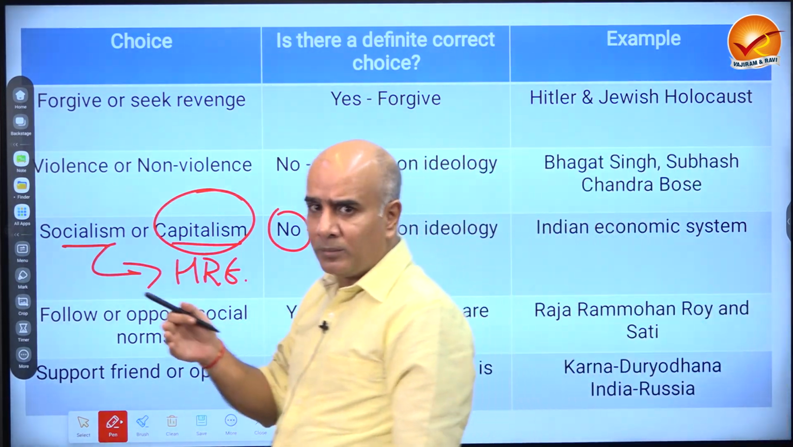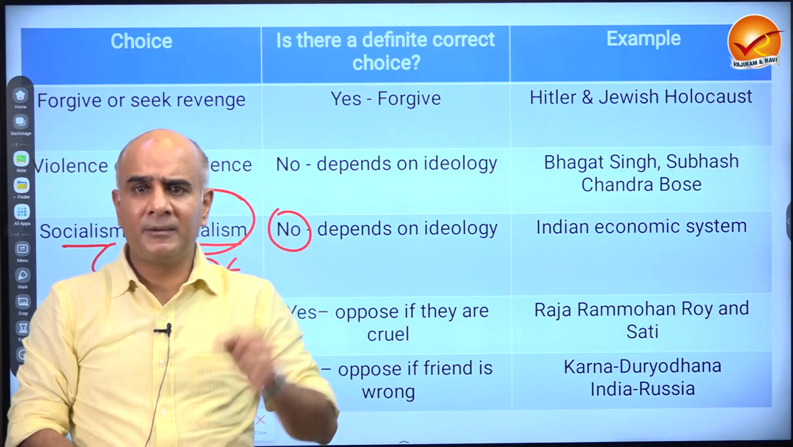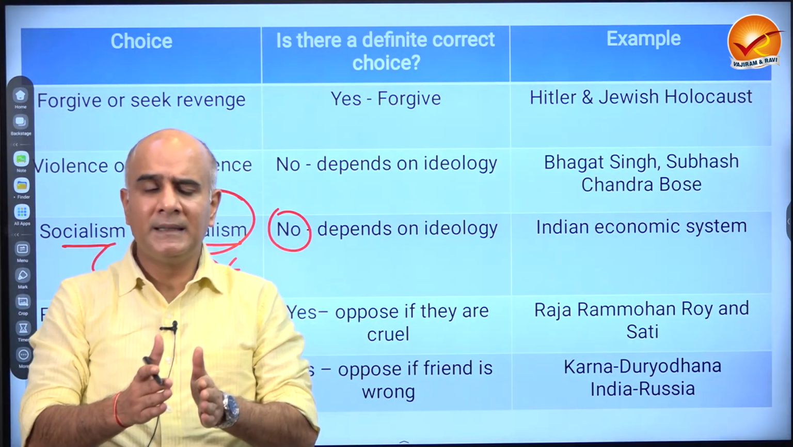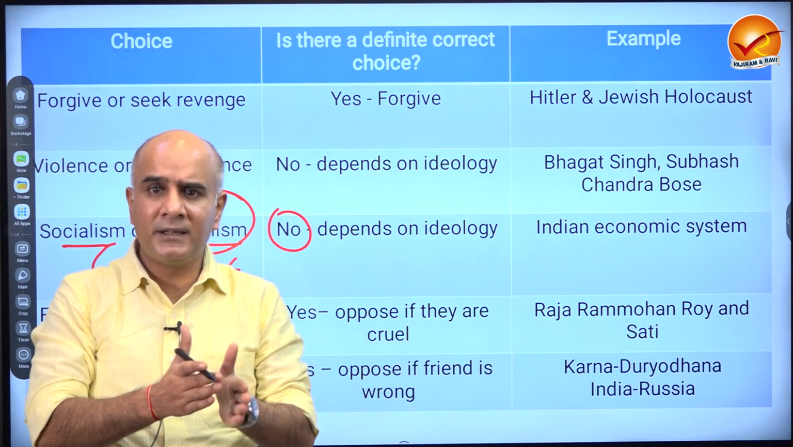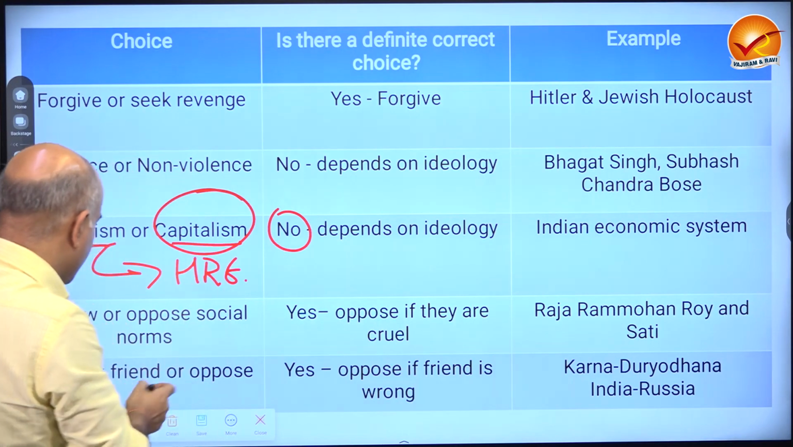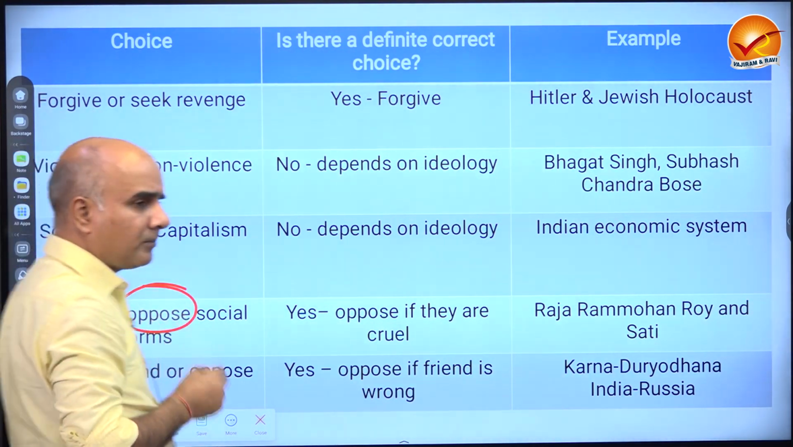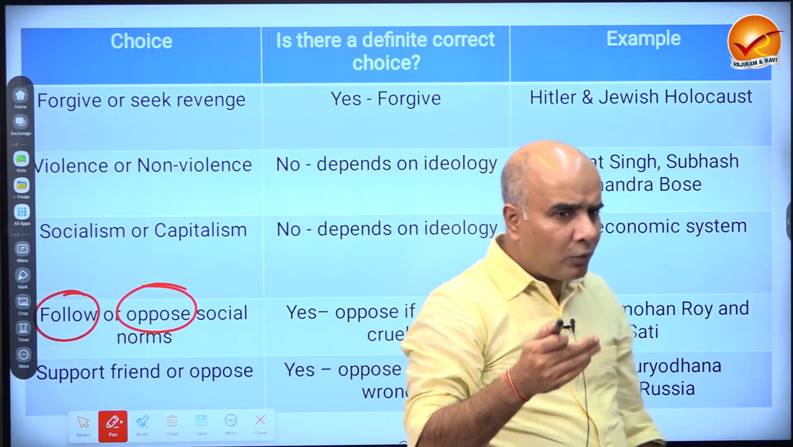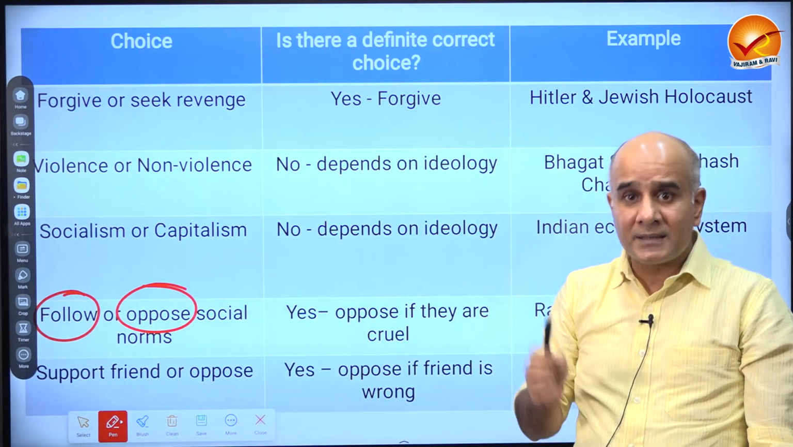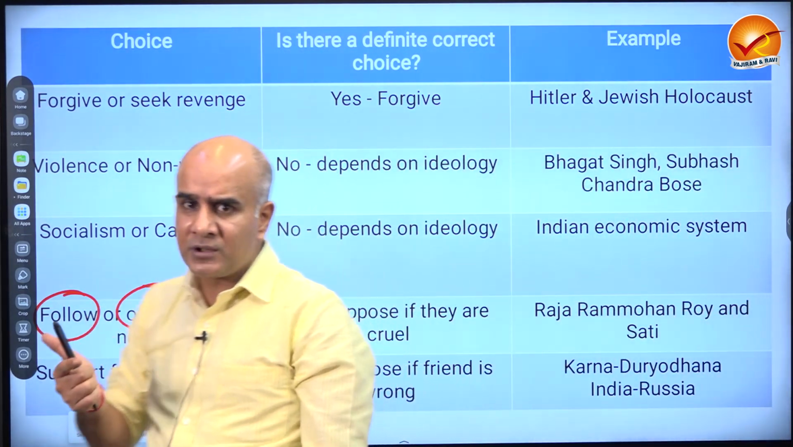Because the quality of our human capital in India, the quality of our social capital, was very low, very limited. Who is right, who is wrong is a matter of debate. We cannot clearly tell you which decision is right or which is wrong. Another choice that people have to make even today is to follow or to oppose social norms. Now, should I follow or should I oppose social norms? Is there a definite choice? The answer is yes.